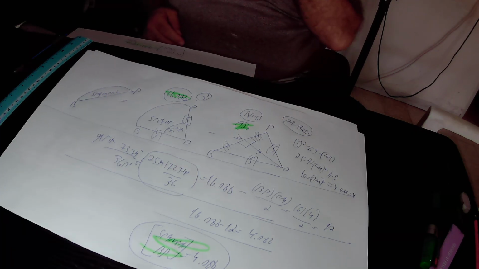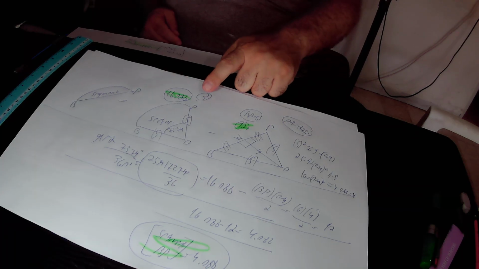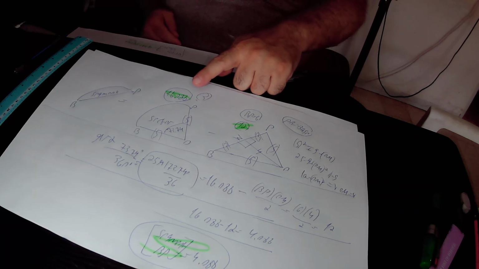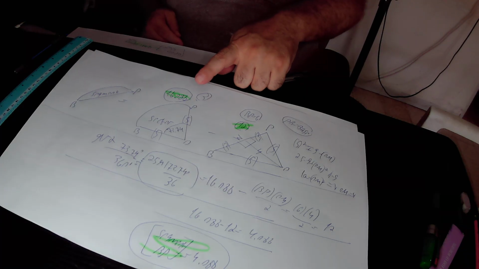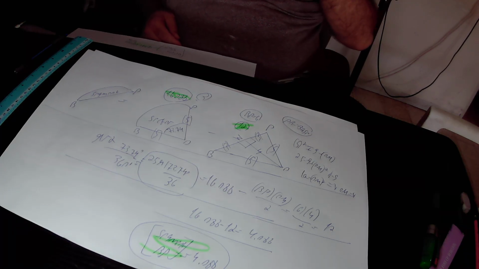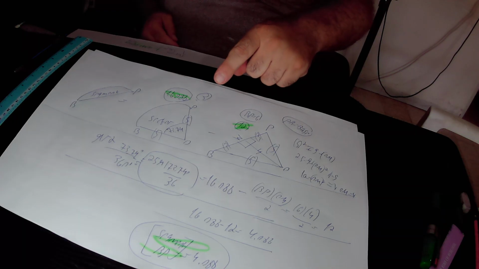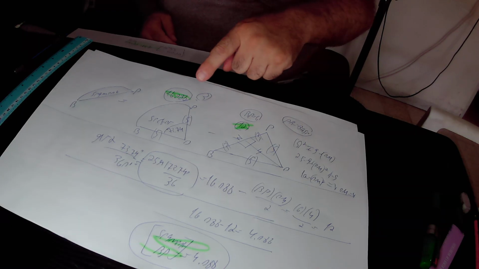So what is a sector? A sector is a portion of a circle with two radii and the arc between them. Again, a sector is a portion of a circle with two radii and the arc between them.